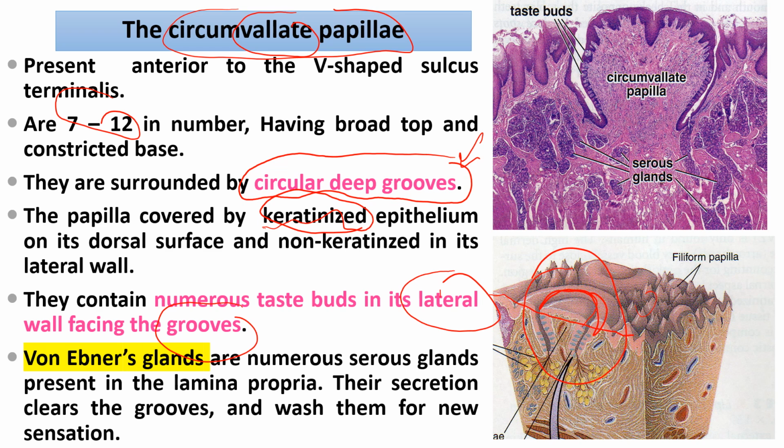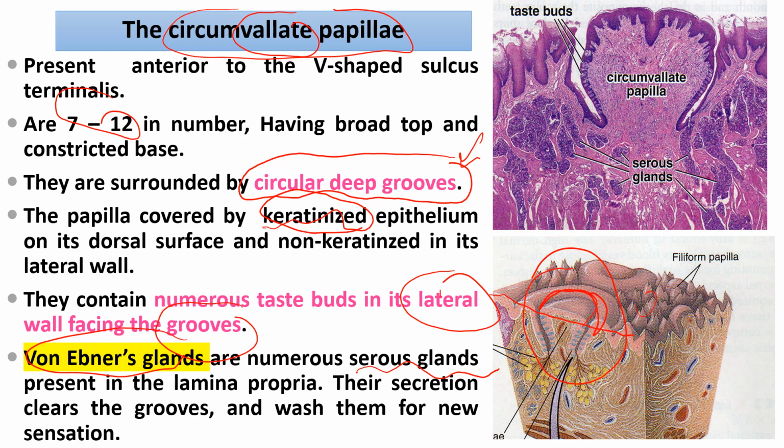In order to keep this groove clean, this papilla contains many serous glands in the connective tissue. The secretion of these serous glands helps to keep the groove clean and helps to dissolve the taste particles in the saliva. Okay, this serous gland is called von Ebner's gland. So these papillae are few in number, 7 to 12 along the V-shaped sulcus. They are surrounded by a circular deep groove. Beneath this groove are serous acini called von Ebner's glands, which help to clear the groove.